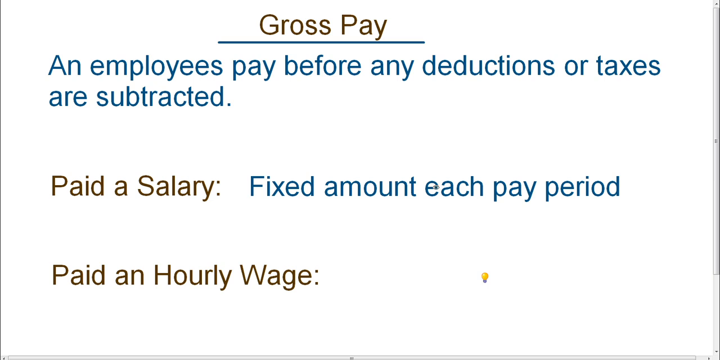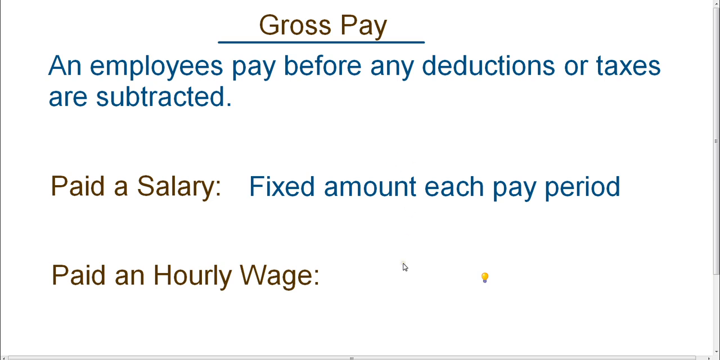You can determine a salary based on a yearly salary, or you might be able to say, I'm going to pay you a salary of $500 per week. You can fix it as a weekly salary or a bi-weekly salary, however you would like. But the main thing is that you will pay that employee the same amount every pay period.